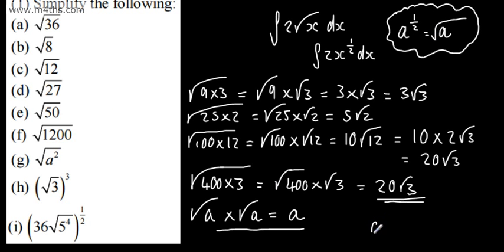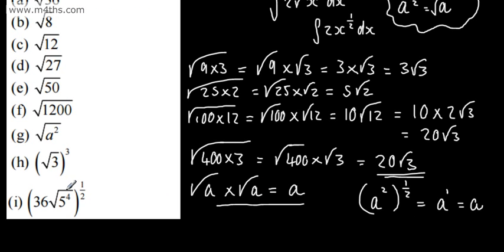If you wanted to look at that in the form of an index, you could write that now as a squared to the half. And using the laws of indices, we multiply these two. So 2 times half is 1, a to the 1, which of course is going to give us a. So different approaches. Okay, let's look at the next one.